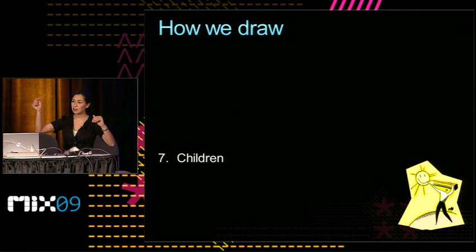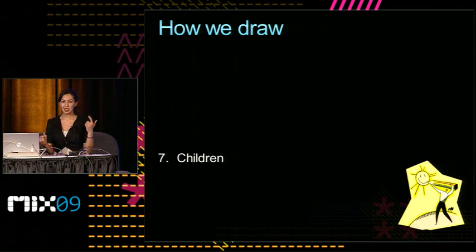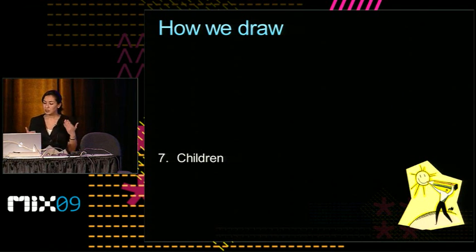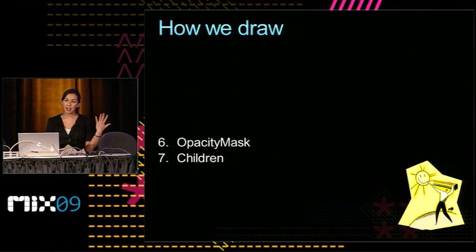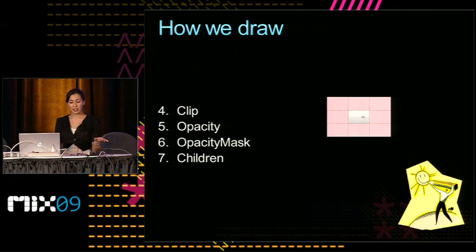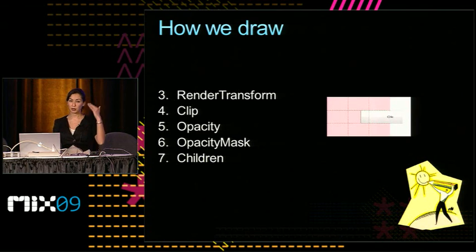the children. And it's important to know the order of events in which we draw, because we're going to get to the more complex features later, and you want to know why they work in a certain way. So we start off with all the children. We then apply the opacity mask, then the opacity. We then apply the clip and the render transform. Notice that the opacity is applied before the clip.